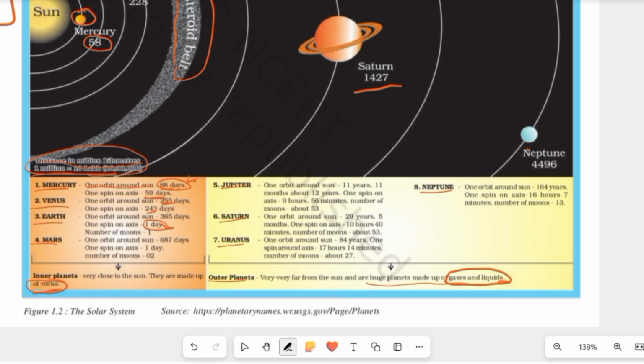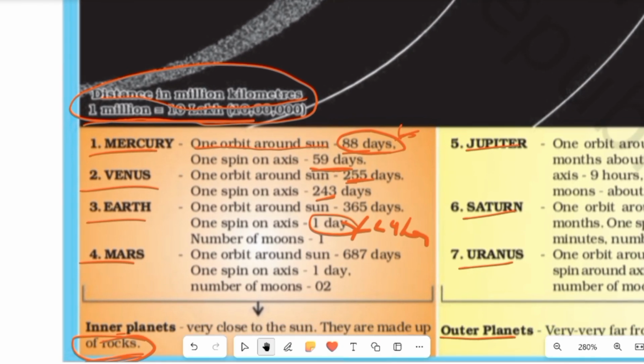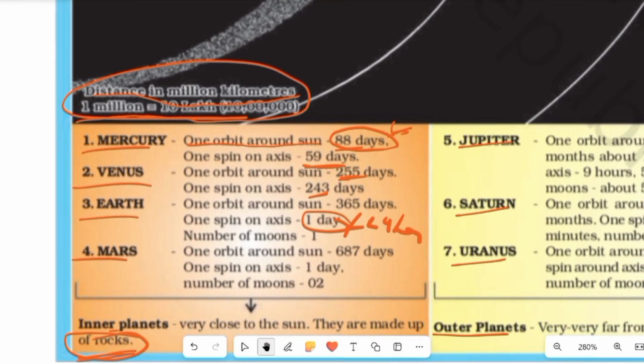One rotation of the Earth takes place in one day, or we can say 24 hours. It will take 24 hours to spin. And Earth will take 365 days to revolve around the Sun. 365 days, or we can say 1 year.